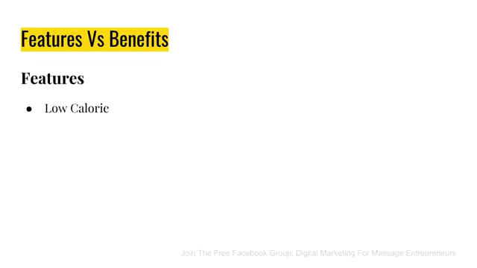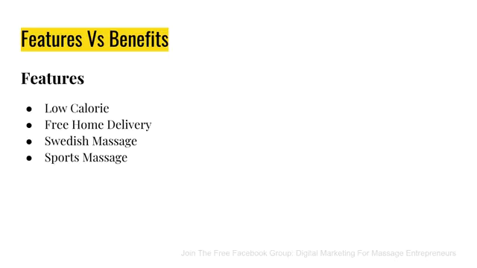So features. A soda, for example, it's low calorie. That's great, but that is just a feature. I'm going to do all the features first because doing features versus benefits one at a time is going to take me too long. So let's say a grocery store, let's say Amazon, whatever it may be, free home delivery. That's pretty cool, I'm interested in that. Or maybe I've got Swedish massage or sports massage. Okay, those are cool, but what is it going to do for me?